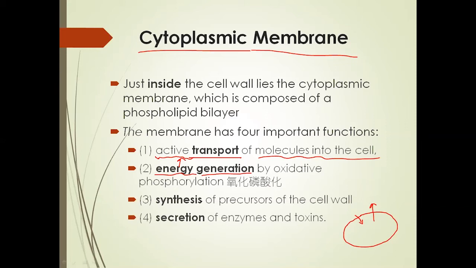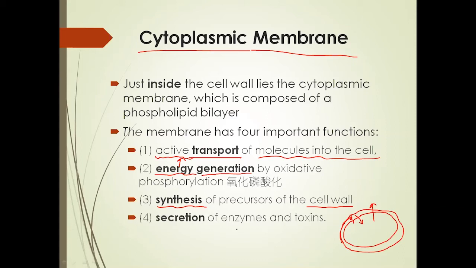They can also produce or maintain the cell wall. Most bacteria have another layer outside of the cell membrane, which we call the cell wall. So cell wall maintenance or production is done by the cell membrane.